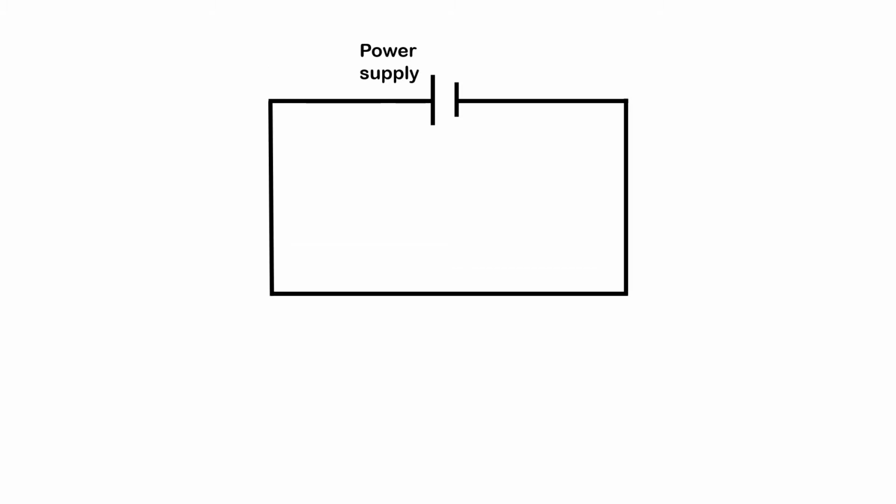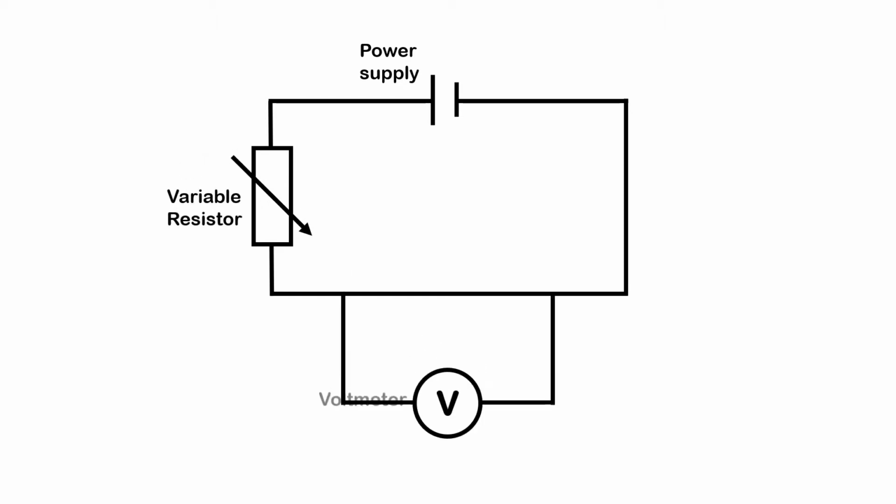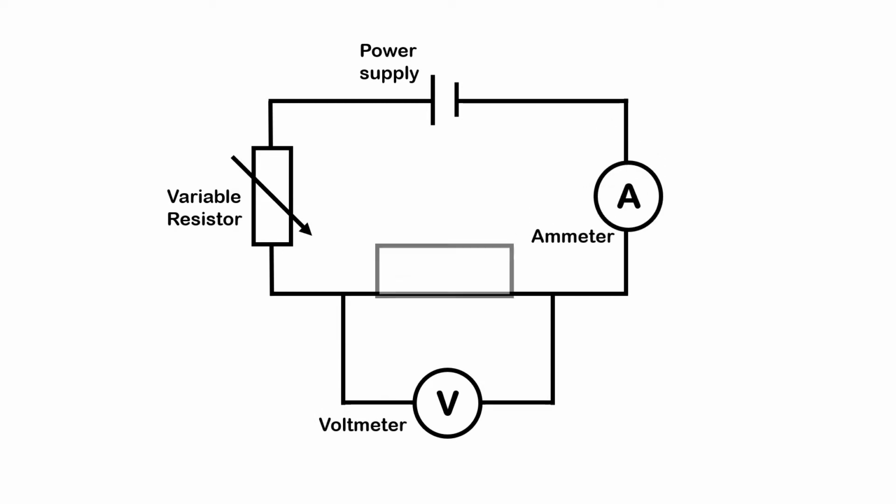In order to investigate the current voltage characteristics of a component, we'll need a simple circuit with a DC power supply, such as a battery, connecting wires and a variable resistor to adjust the potential difference across the component we're investigating. We'll also need a voltmeter in parallel across the component and an ammeter in series to make our readings.